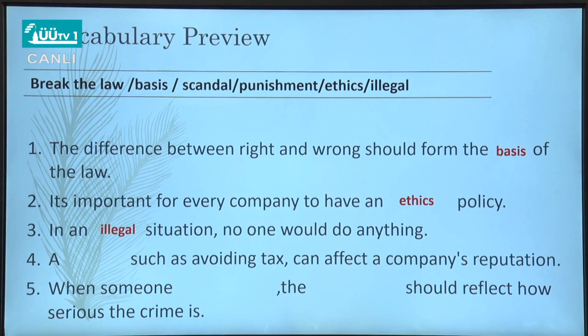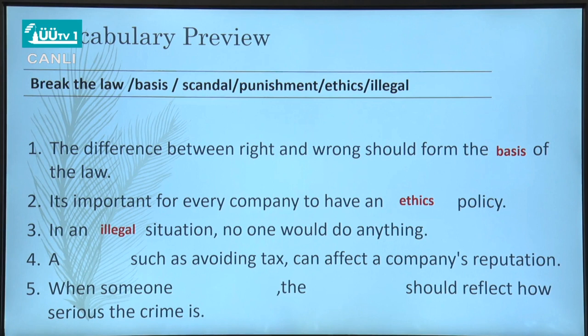Such as avoiding, to avoid tax. When you're not paying tax to your government, this is like breaking the law. Okay? Can affect a company's reputation. It means every company has their reputation. It means people know that this company is a good one. They have good people working there, good environment, they are making so much money. So in case this company is not trying to pay tax to the government, this can give it a really bad reputation, and people will stop going to this company or applying for this company actually.